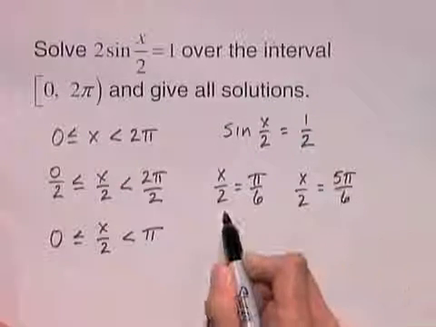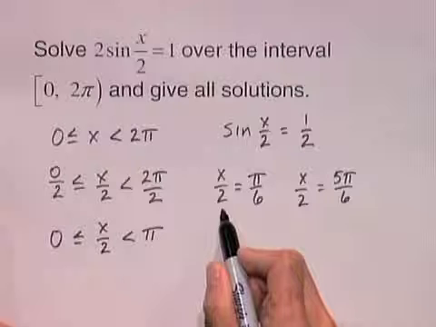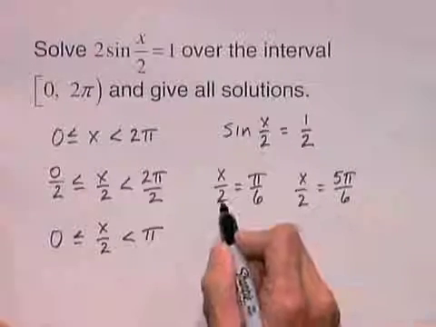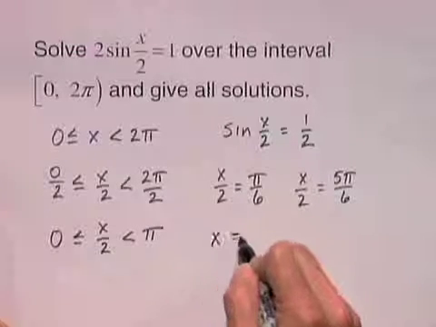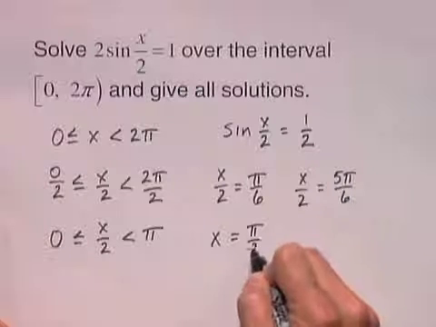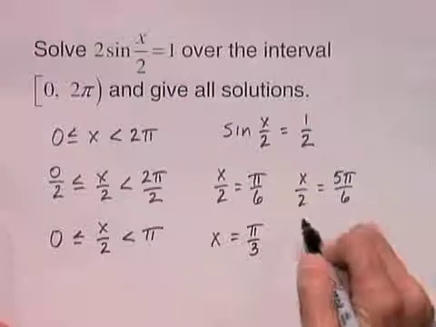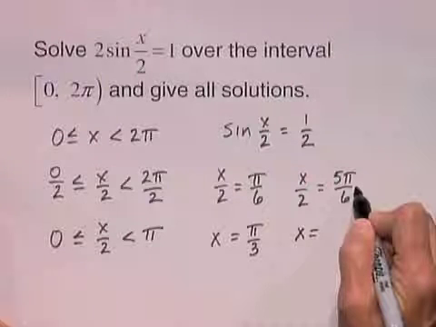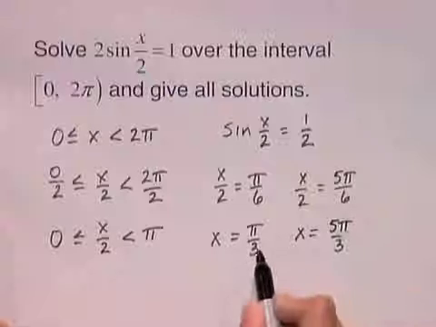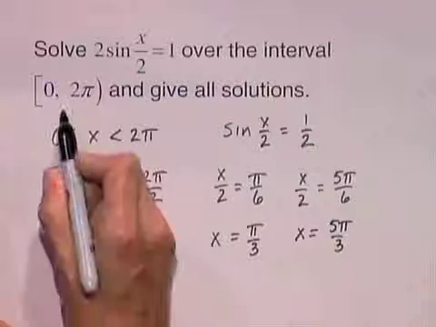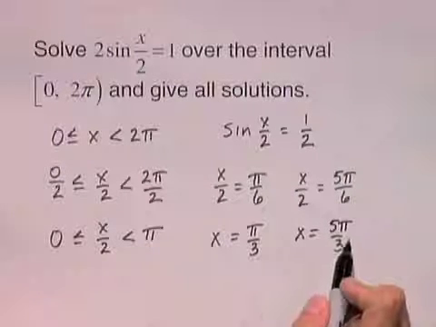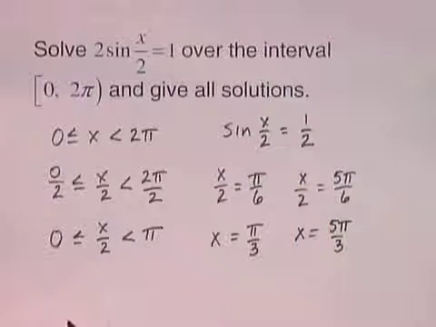But since in the end I'm looking for x, not x over 2, I'll take each of these statements and multiply by 2 to isolate x. Here at the left, if I multiply 2 by pi over 6, I end up with pi over 3. In the other case, if I multiply 2 by 5 pi over 6, I end up with 5 pi over 3. So the two solutions that are in the interval 0 to 2 pi are pi over 3 and 5 pi over 3, but I also want to describe all solutions.